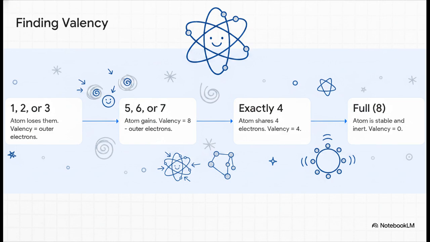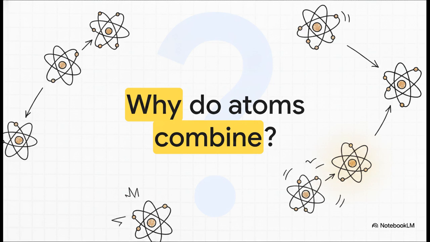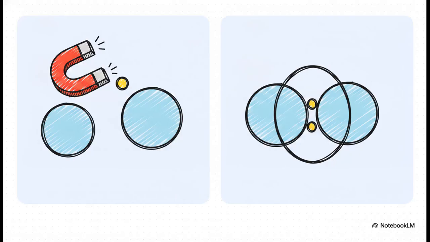Its valency is 0. Which brings us beautifully to our final section, forming chemical bonds and exactly why these atoms combine in the first place. Really think about this for a second. If individual atoms are usually incomplete and unstable on their own, what do they absolutely have to do to survive? They have to team up. They form bonds to find stability, and they generally do this in 2 totally different ways.